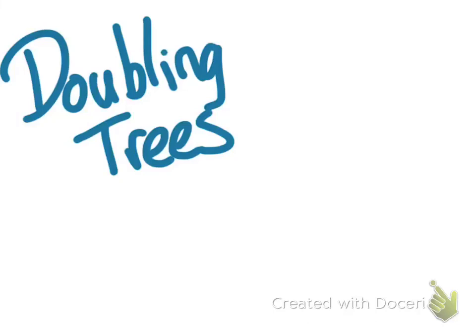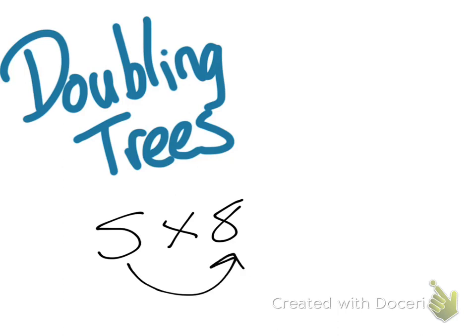Kia ora guys, our first lesson today is on how to use doubling trees in order to solve multiplication problems. Multiplication problems are when we are counting sets of objects. A multiplication problem like 5 times 8 means that there are 5 groups of 8, or you can even solve that as 8 groups of 5. It doesn't matter which side is the group size and which side is how many in each.